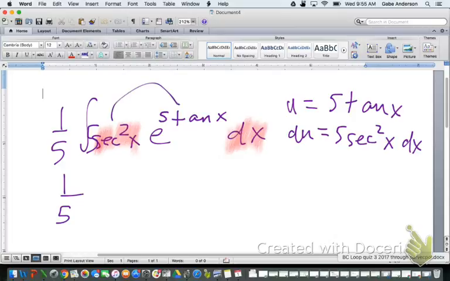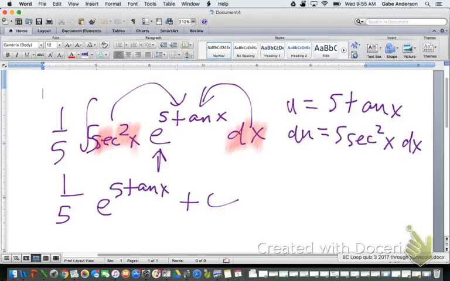So this just goes back inside. This just goes back inside, and the antiderivative of e to the u is just e to the u. So this would end up being 1/5 e to the 5 tangent of x plus c. So something like that is very possible.